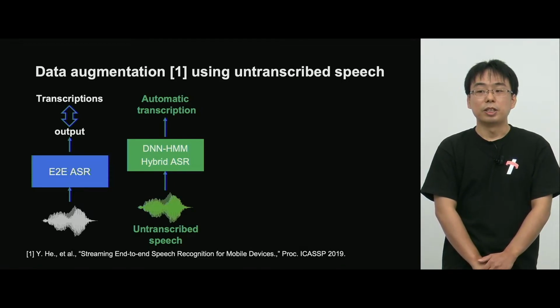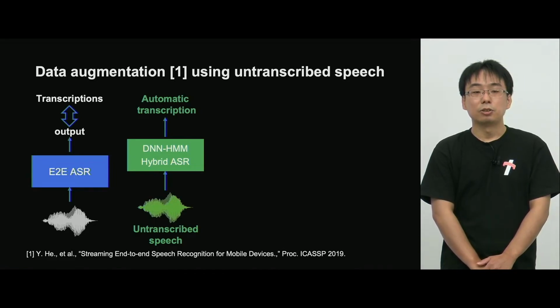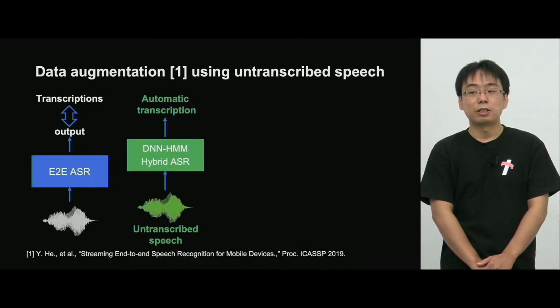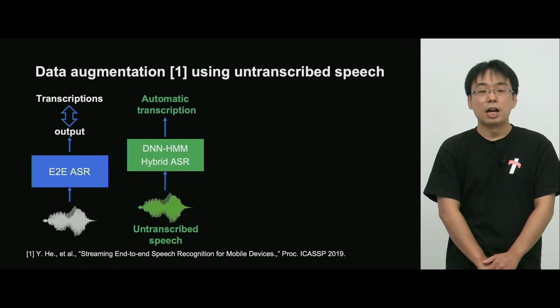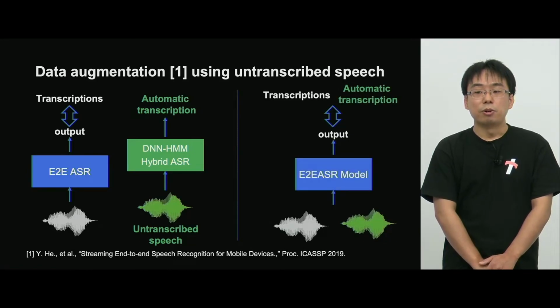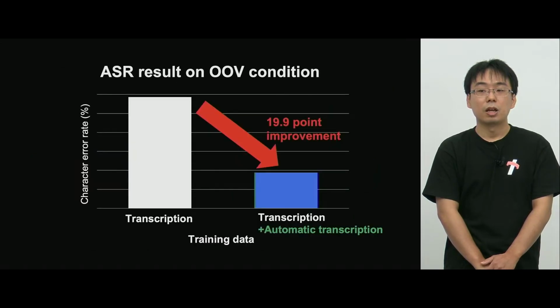The DNN HMM hybrid ASR can learn the language model and can also output the latest words. Using this, even though the words are not included in the data, it can extract the sound and also the word. By adding such data into the learning data, we can expand the coverage of unknown words.